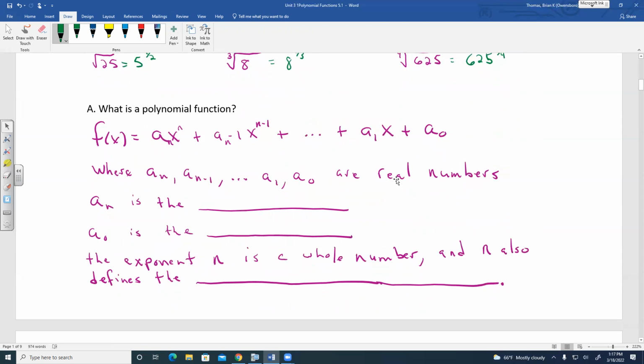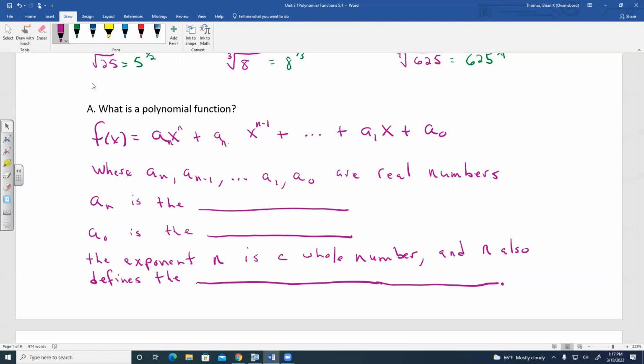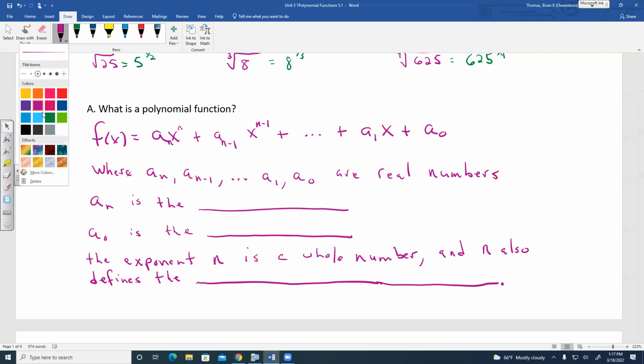Again, it's hard to explain that in words, so we just use this notation. F of x equals, and you have a sub n times x to the n plus a sub n minus 1 times x to the n minus 1. That minus 1 looks a little high there, so let's get that a little bit lower. So that should actually be a sub n minus 1. That n minus 1 determines that this is the next term in the list.